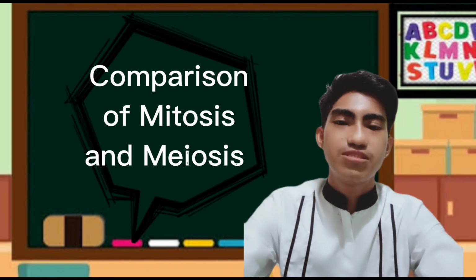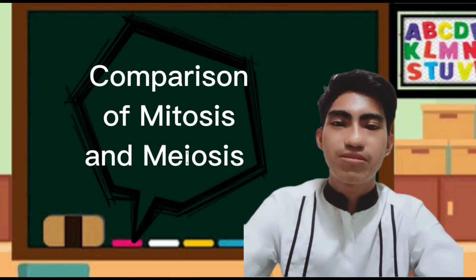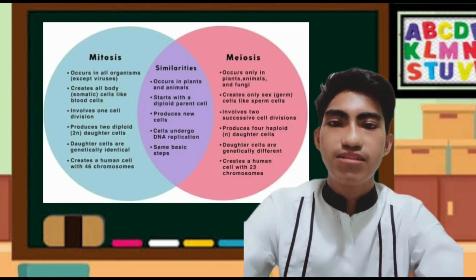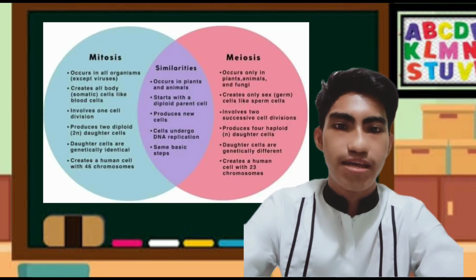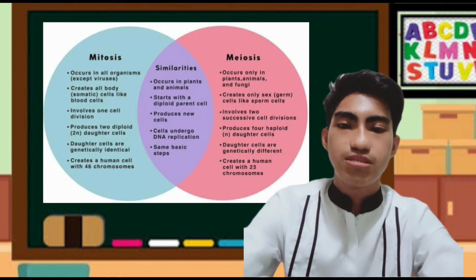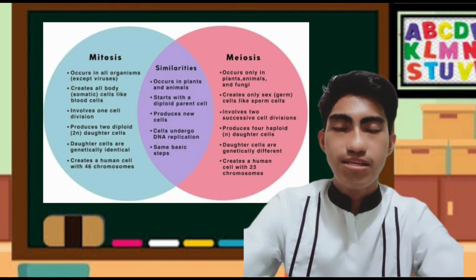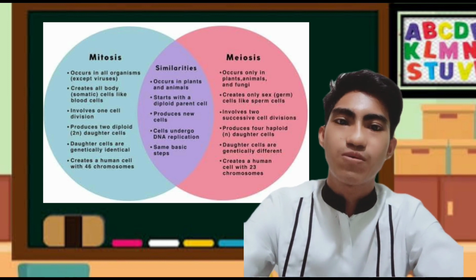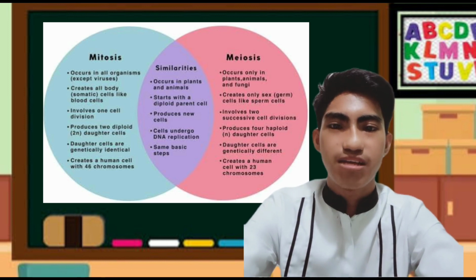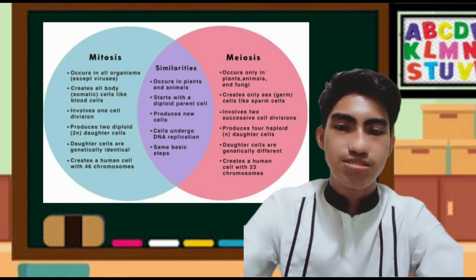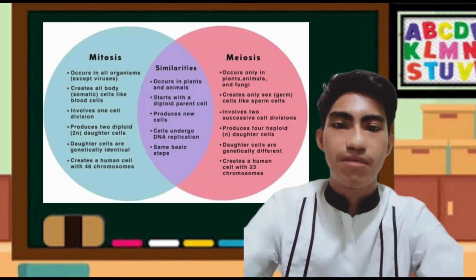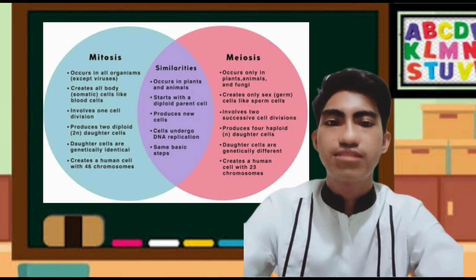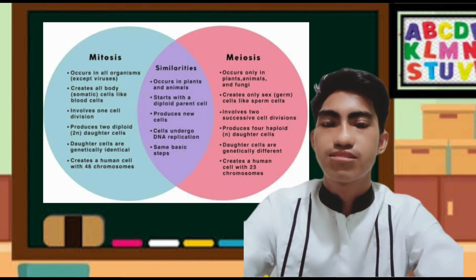Next, we proceed to the comparison of mitosis and meiosis. Here is the Venn diagram showing the similarities and differences of mitosis and meiosis. Mitosis occurs in all organisms except viruses, while meiosis occurs only in plants, animals, and fungi. Mitosis creates all body or somatic cells like blood cells, while meiosis creates only sex cells or germ cells like sperm cells.